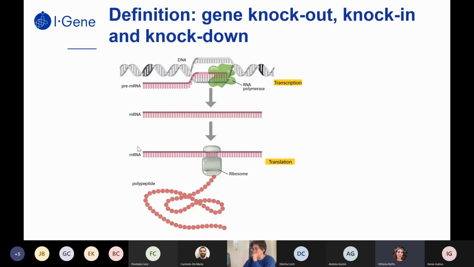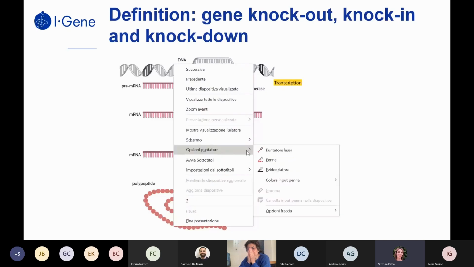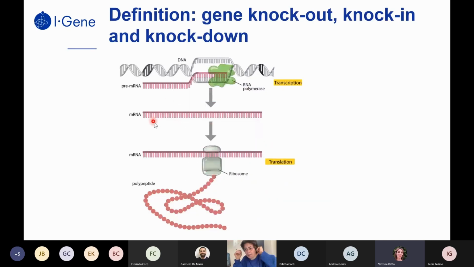Then the messenger RNA, just let me use the pointer so you can follow me much better. So the messenger RNA is then translated.